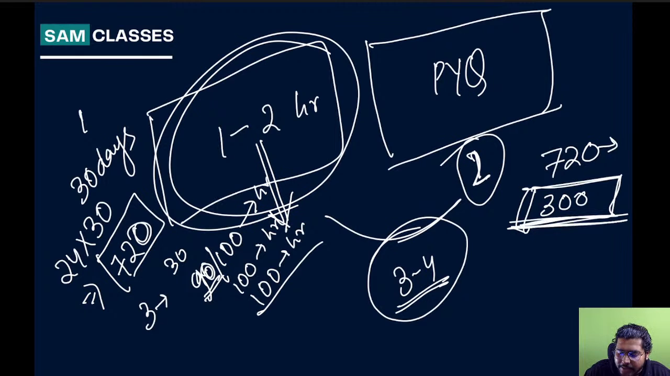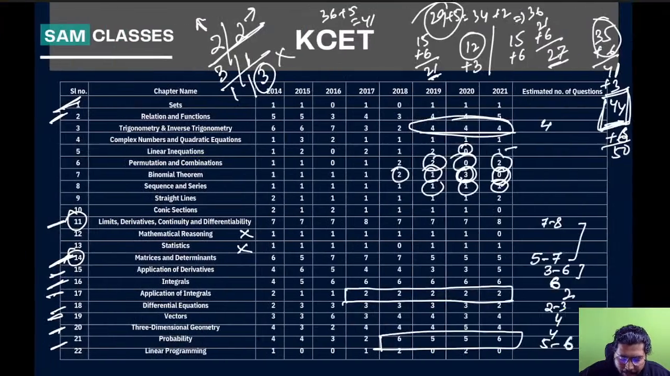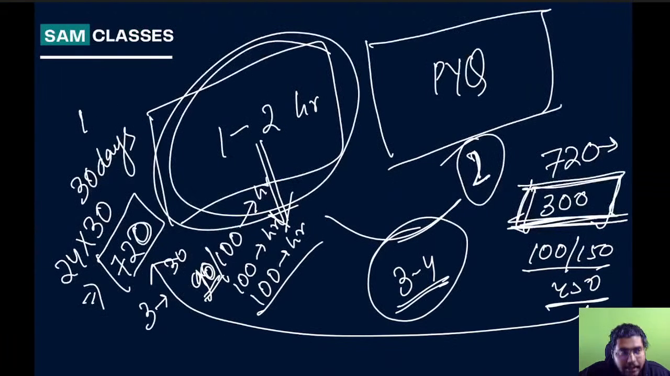So by 300 hours it will be done. Rest 100 to 150 you keep it for revision. And rest still you will have time left for other things. Clear? So very simple, not very difficult, and still you will be able to do very good rank in CET.